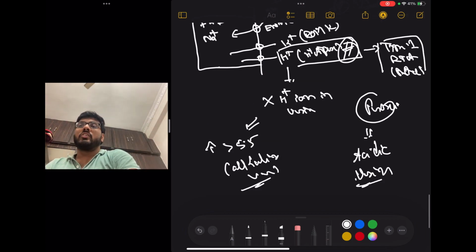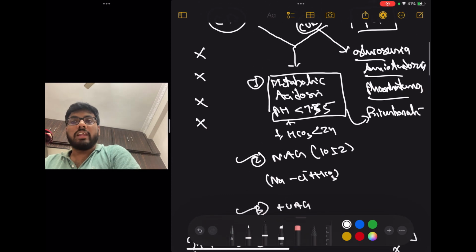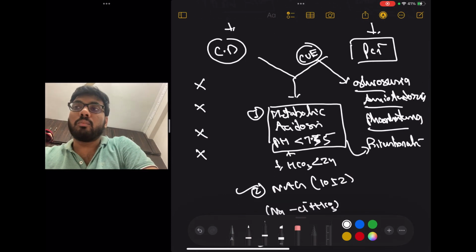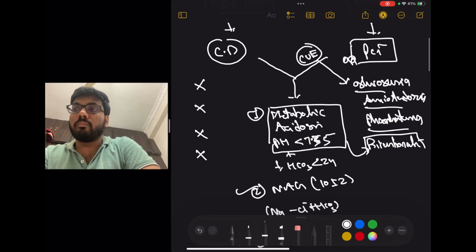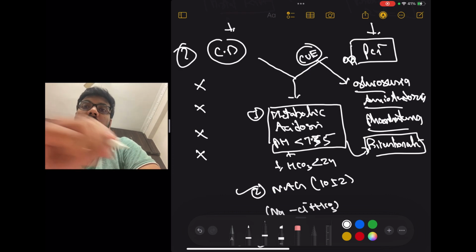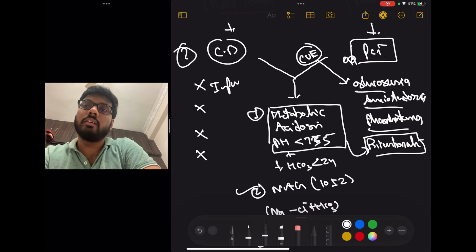So that's it regarding the differences between type 1 and type 2 RTA. Both will have metabolic acidosis. What is the reason for metabolic acidosis in proximal convoluted tubule dysfunction? That is type 2 RTA: impaired bicarbonate reabsorption leading to bicarbonaturia. But in distal RTA, it is because of impaired H plus ion excretion. Okay, that is the reason.